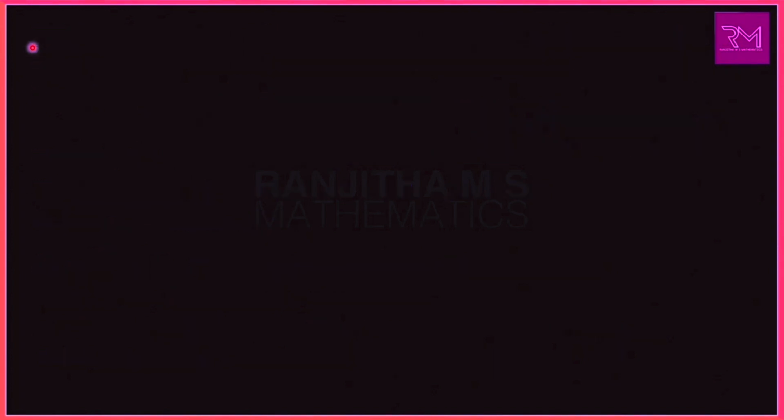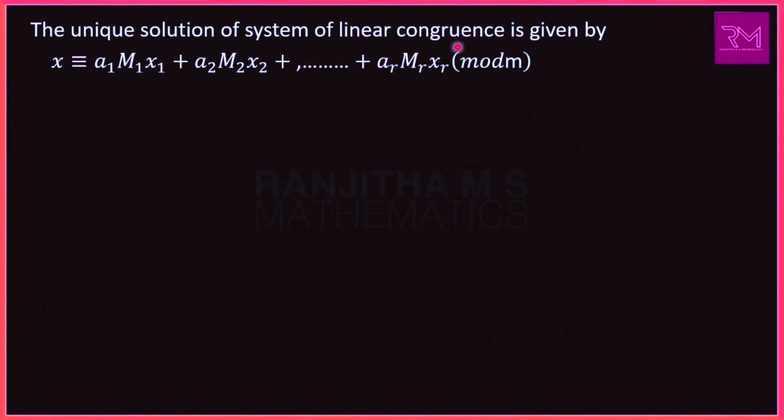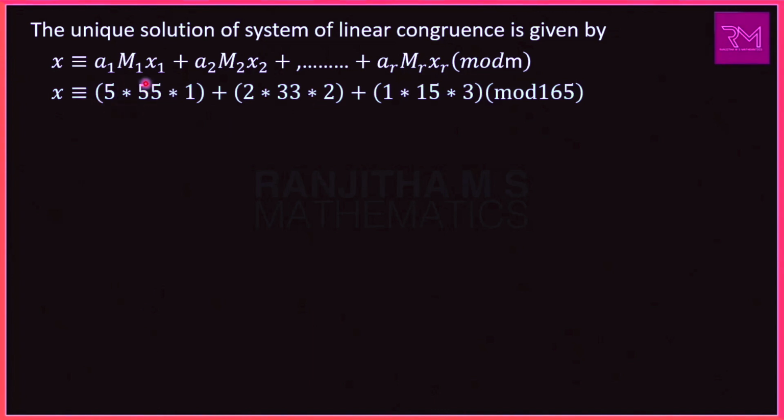Finally, we have to substitute all the values in the formula, that is the unique solution of the system of linear congruence, which is given by x is congruent to a1 M1 x1 plus a2 M2 x2 plus and so on, ar Mr xr under mod m. So substituting all these values, we get x is congruent to a1 is 5 into M1 is 55 into x1 is 1 plus a2 is 2 into M2 is 33 into x2 is 2 plus a3 is 1 into M3 is 15 into x3 is 3 under mod m equal to 165.